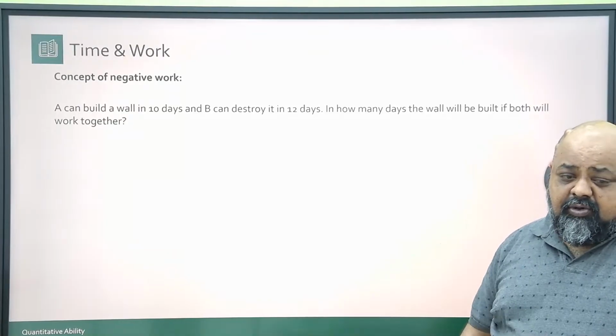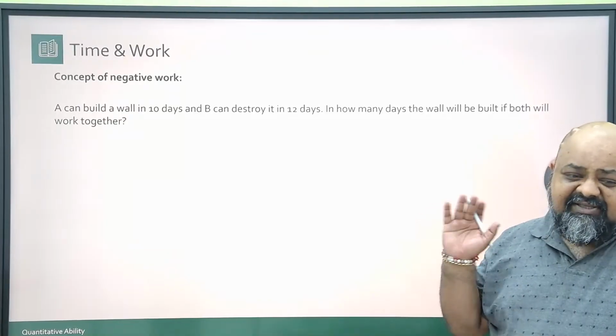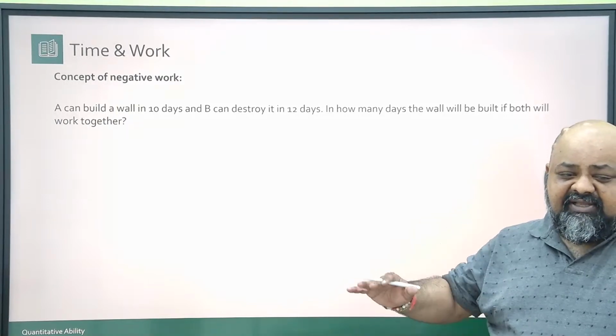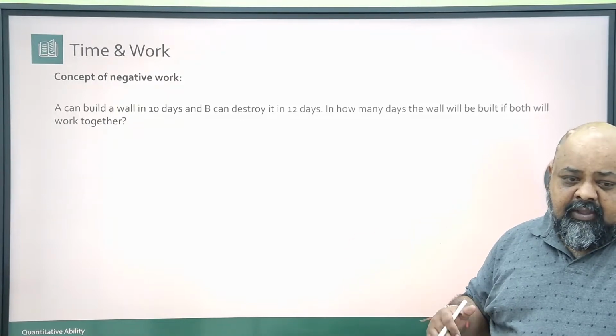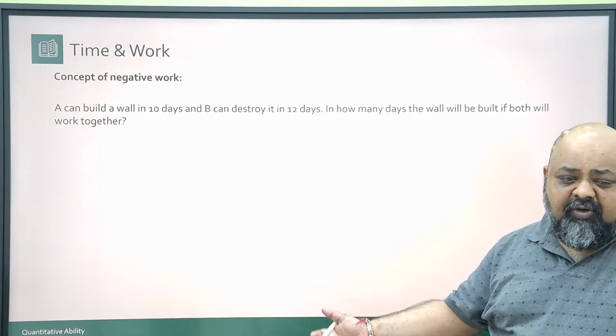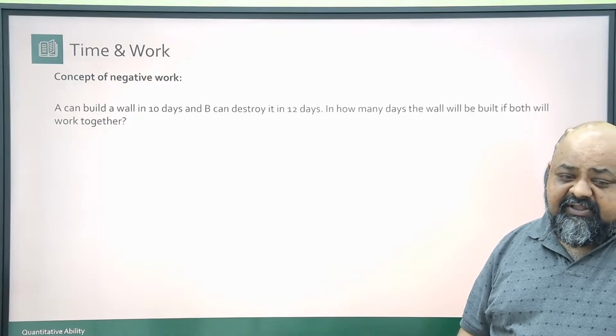Meaning A and B go to a ground, scratch से वॉल बनना चालू करनी है. A bricks रख रहा है, B bricks हटा रहा है. Because A is faster, eventually एक point पे wall बन जाएगी. In how many days will the wall get finished?